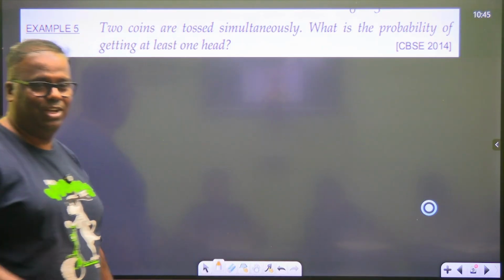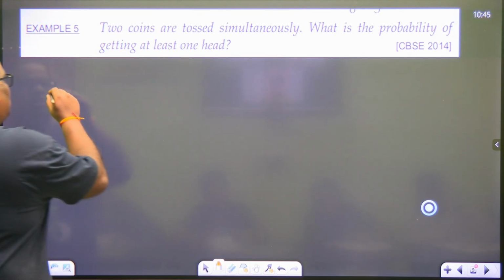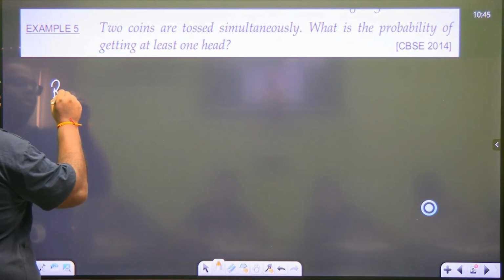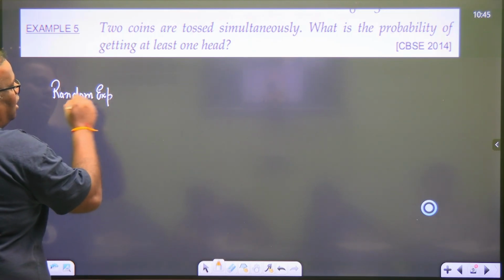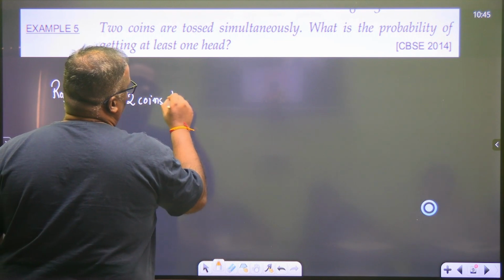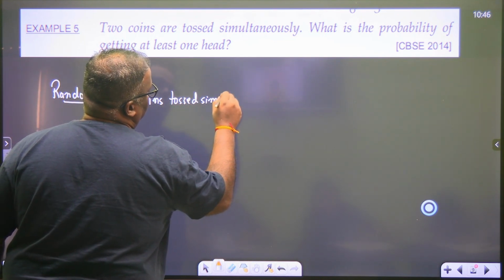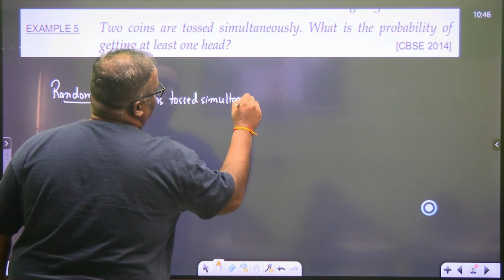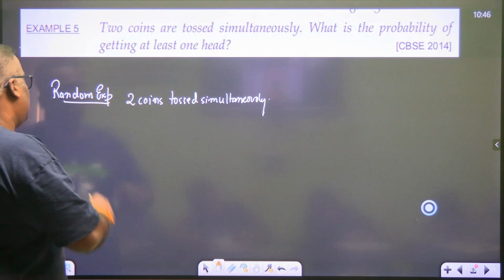CBSE 2014 again. 2 coins are tossed simultaneously. So let's first see what is our random experiment. Our random experiment is 2 coins tossed simultaneously. Right. Then we should write our sample space.